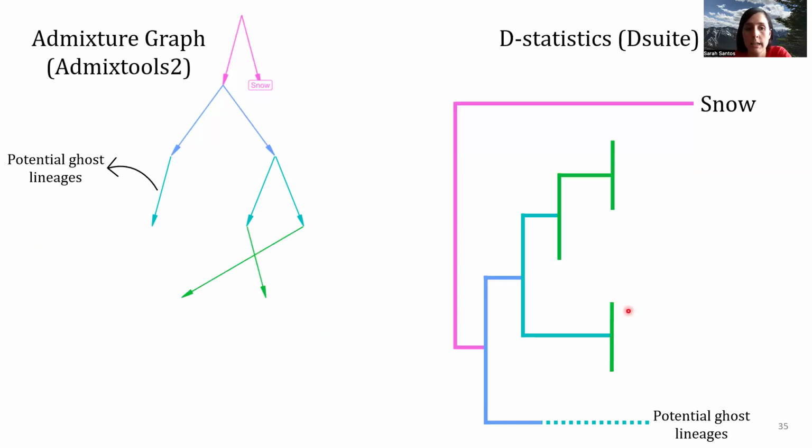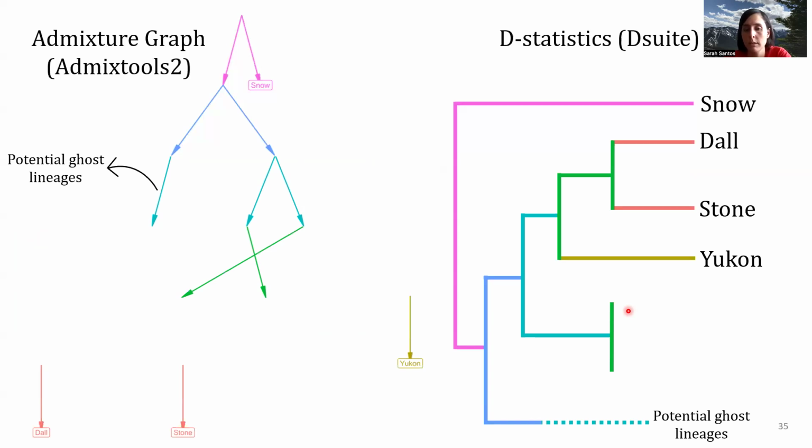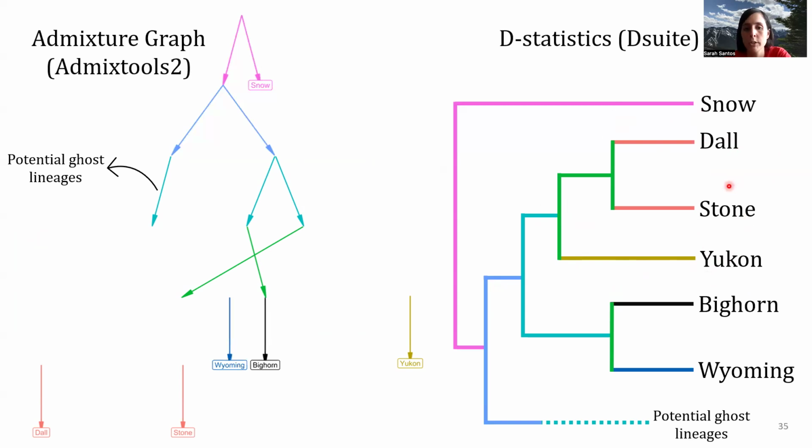And then we had another divergence, so they diverged again, and that would generate the thinhorn sheep and the Yukon. So the Yukon would be outside. It would be less related to the contemporary Dall and Stone. And then we would have another branch that would lead to Bighorn and the Wyoming sample, which makes sense given their distribution, given the distribution of contemporary Bighorn, that Wyoming would be a sister clade.